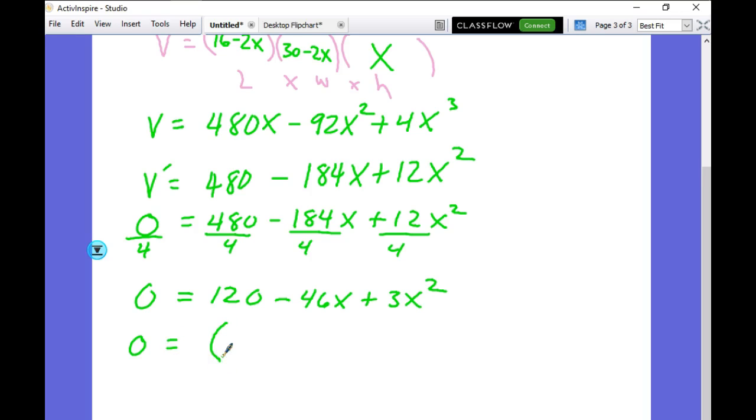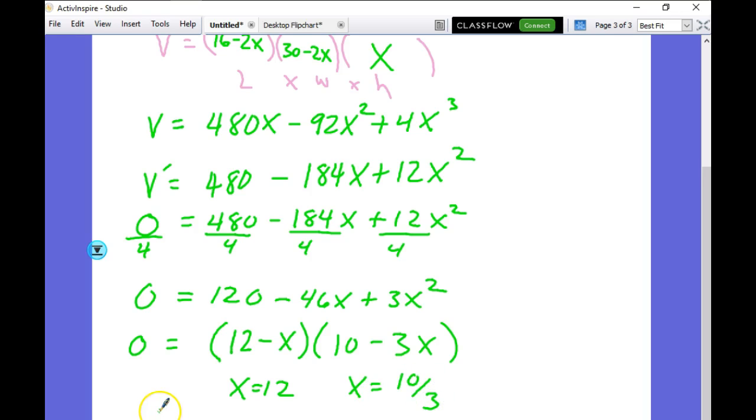I believe you would get 12 minus x times 10 minus 3x. And we get x equals 12 and x equals 10/3. Now something else that's happened here that we haven't seen yet is we got two answers. One of those is our answer. One of those is something that's going to give us the maximum possible volume. The other one is a bogus answer. And you can't really tell which it is just by looking here necessarily.